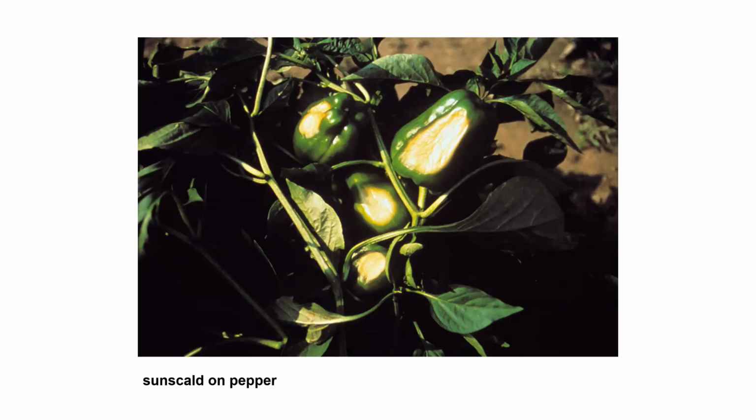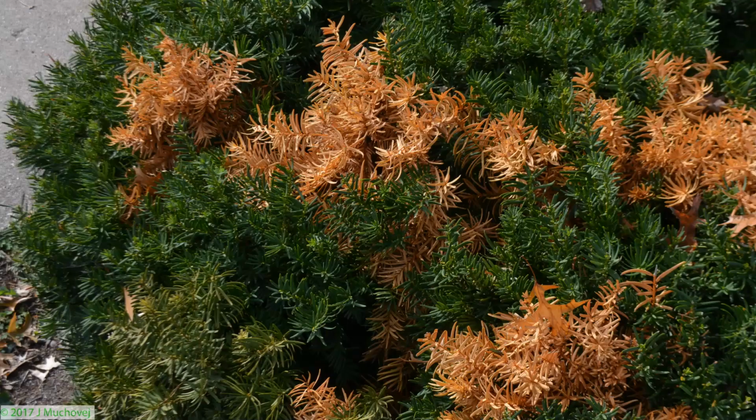Sun scald on pepper. You get rain, the outer part of the plant becomes moist. You get sunlight on the moisture, it boils the moisture, and the next thing you know is you get sun scald, or actually a cooking of that part of the plant. This is winter burn. You can see the dead leaves on this due to too cold, too much wind on this particular part of the plant. It's going to give you a winter burn.